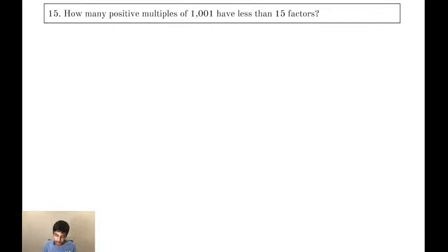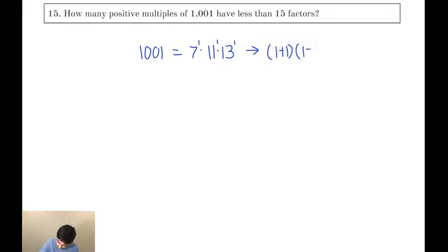How many positive multiples of 1001 have less than 15 factors? Again, for this problem, we have to say 1001 equals 7 times 11 times 13. In order to get less than 15 factors, we have 7 to the 1, 11 to the 1, 13 to the 1 here. This number has (1+1)(1+1)(1+1) factors, equal to 8. And 8 is less than 15, so 1001 is one of the numbers that does work.